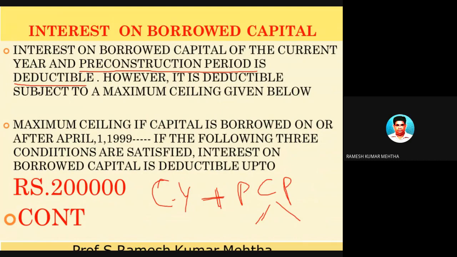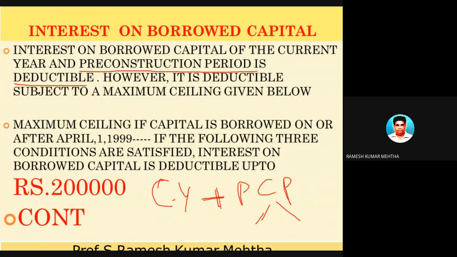of the Income Tax Act is, if the loan for the construction of the house property or purchase or acquisition of the house property is on or after 1/4/1999, that is, if the capital is borrowed for the purpose of construction or acquisition or purchase of the house property on or after 1/4/1999, and the following three conditions are satisfied, interest on borrowed capital is deductible to a maximum of 2 lakh rupees. So there are three conditions.